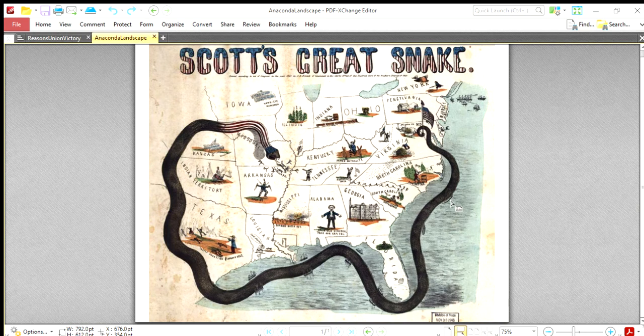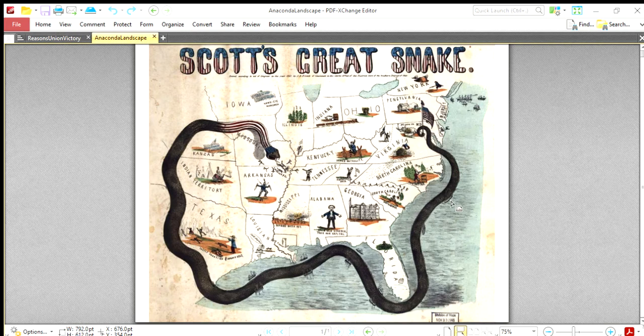Now, I'm not saying that this Anaconda Plan was all that it took to defeat the Confederacy, but it did lay the foundation for the eventual defeat of the Confederacy. We Americans like to see things blow up in our war movies. Blockades are boring, but blockades can weaken an enemy over the course of a war.